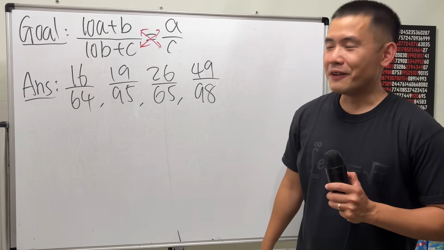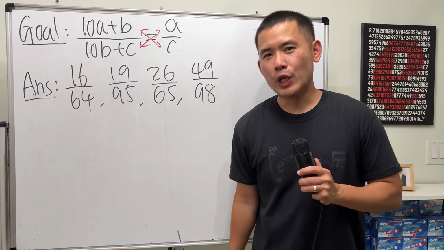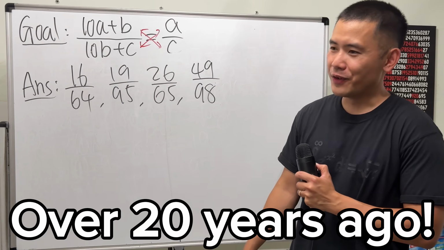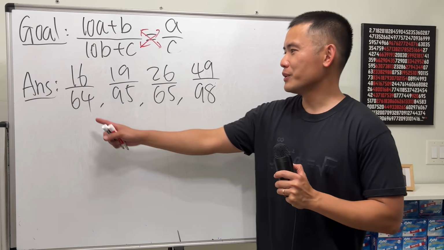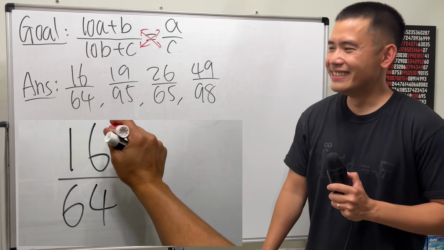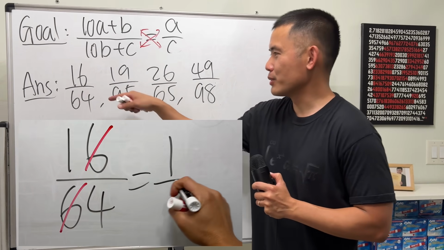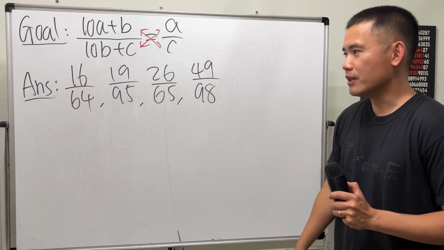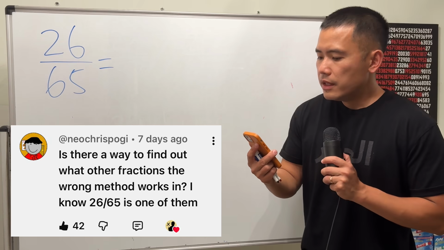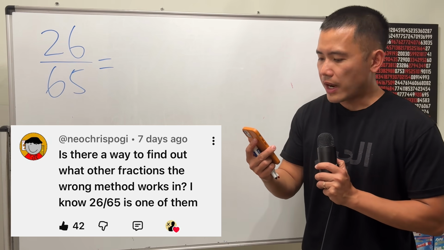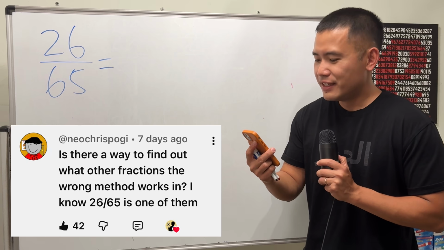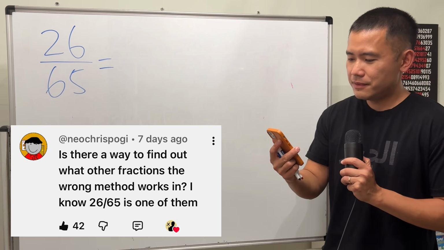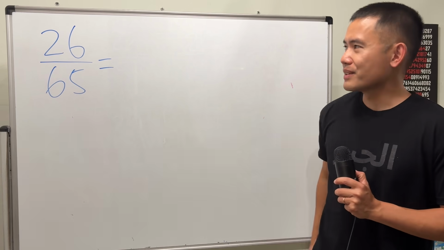By the way, just fun fact, I first saw this when I was a student at UC Berkeley over 2 decades ago. Somebody wrote this on the wall in a math building, and then they just crossed it out and then put 1/6, and then, whoa, I was so amazed by it. But anyways, is there a way to find out what other fractions the wrong method works in? I know 26/65 is one of them. Okay, let's have a look.